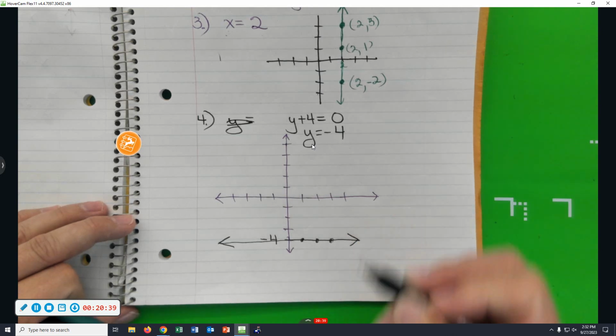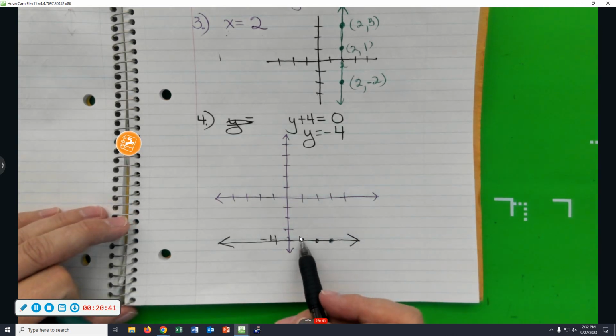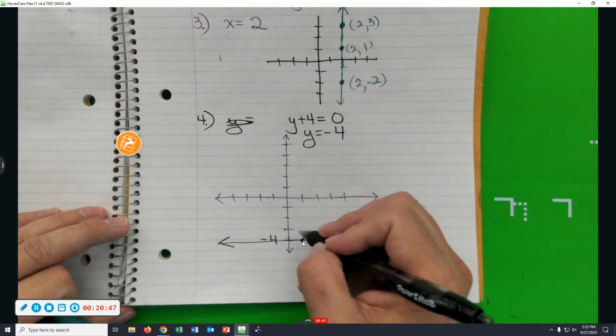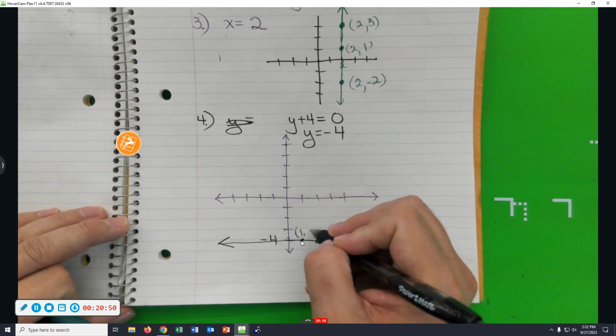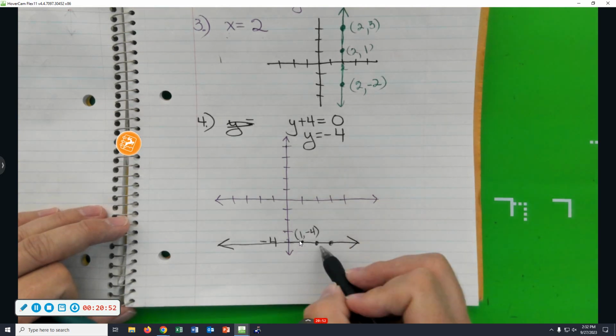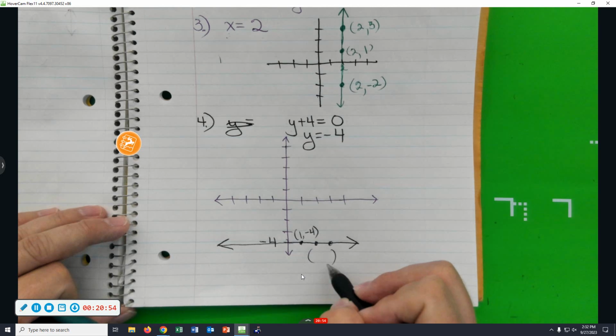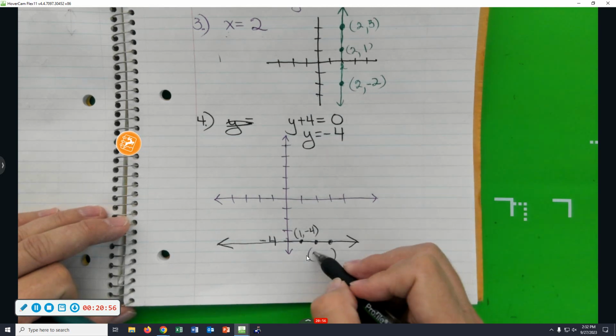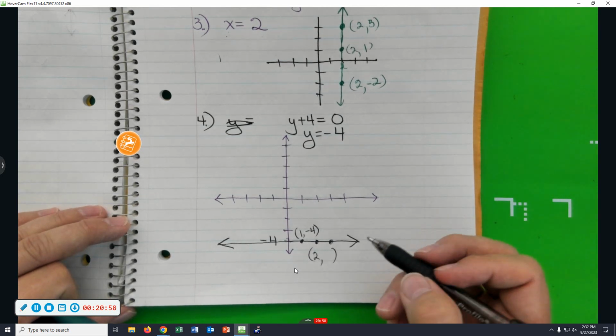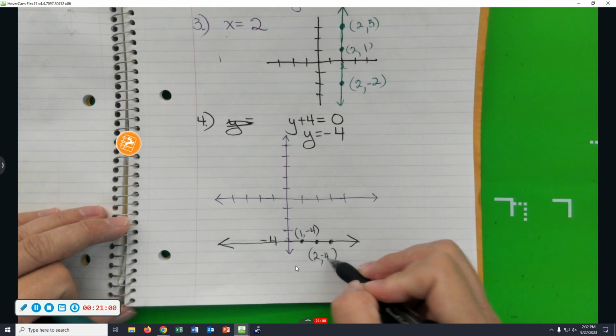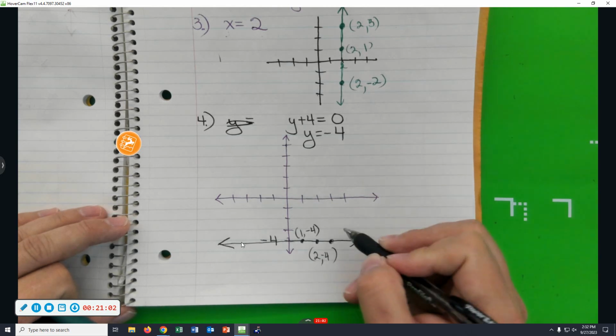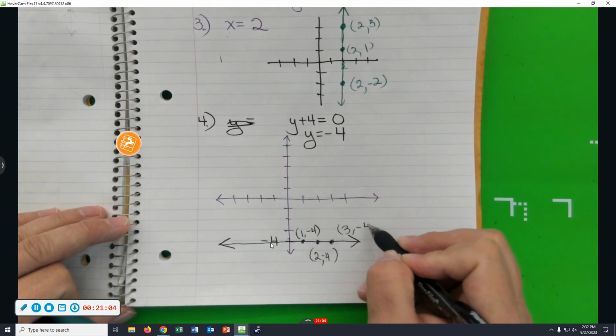Give me the coordinates of this first ordered pair that I just labeled here. What would the x coordinate be? 1, and the y coordinate is -4. What about this next one right there? What's the x coordinate? 2, but the y coordinate is still -4. What about this point? 3, -4.